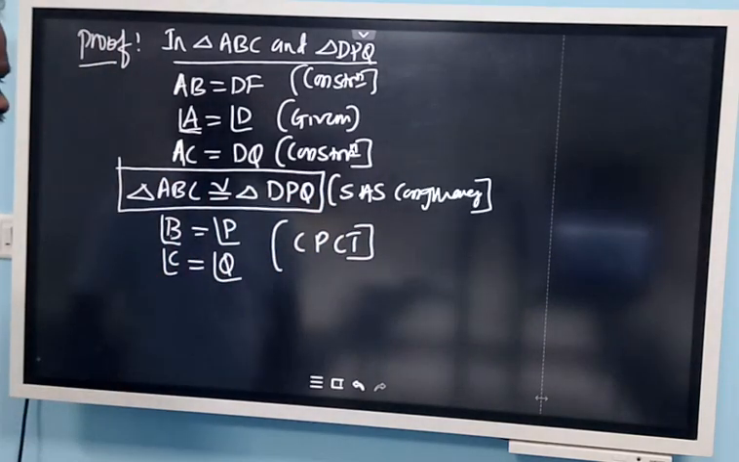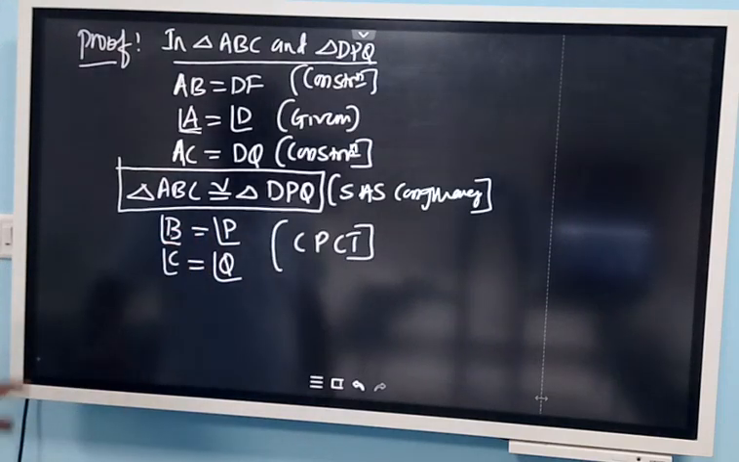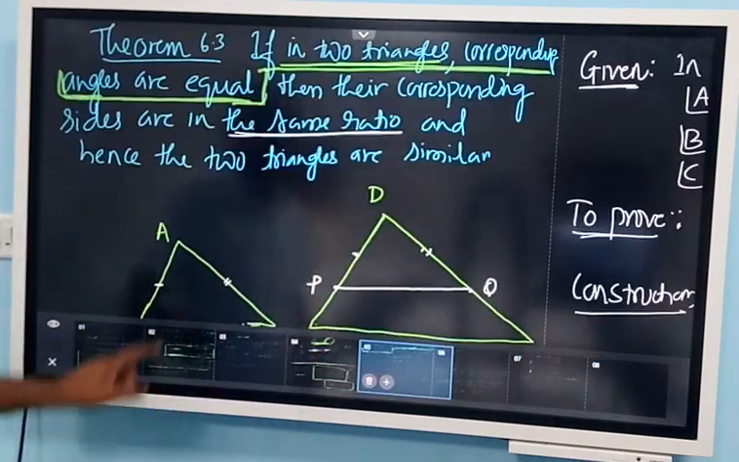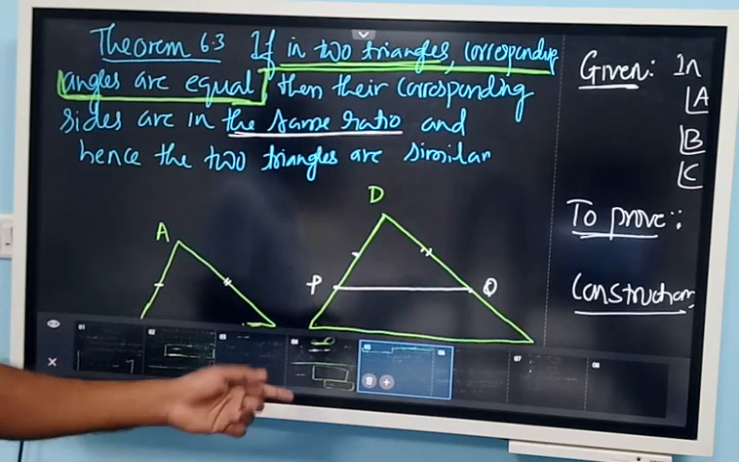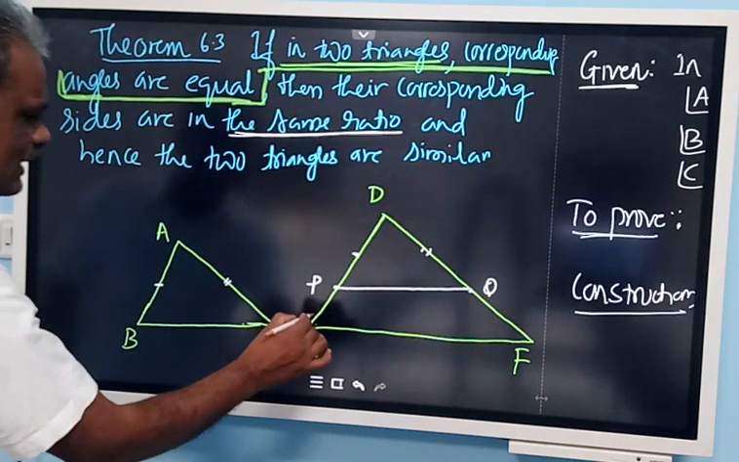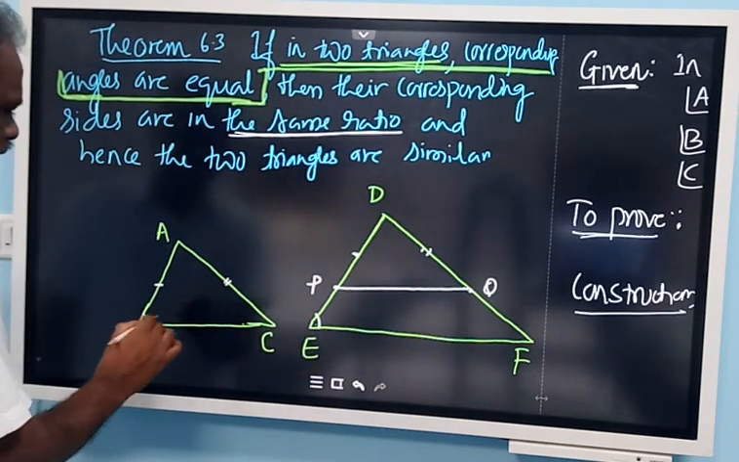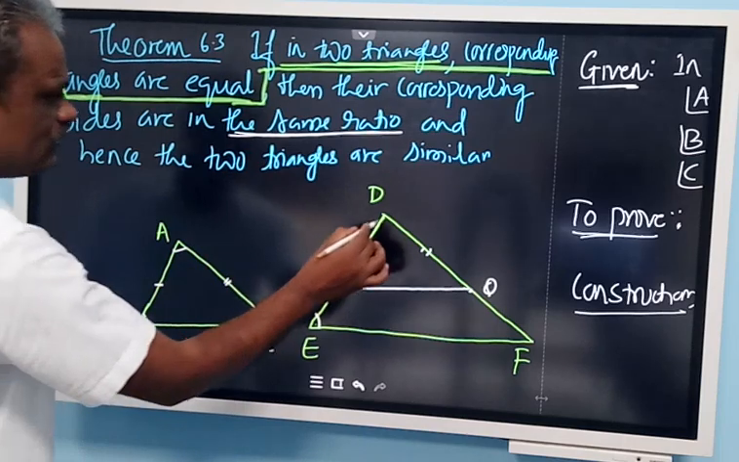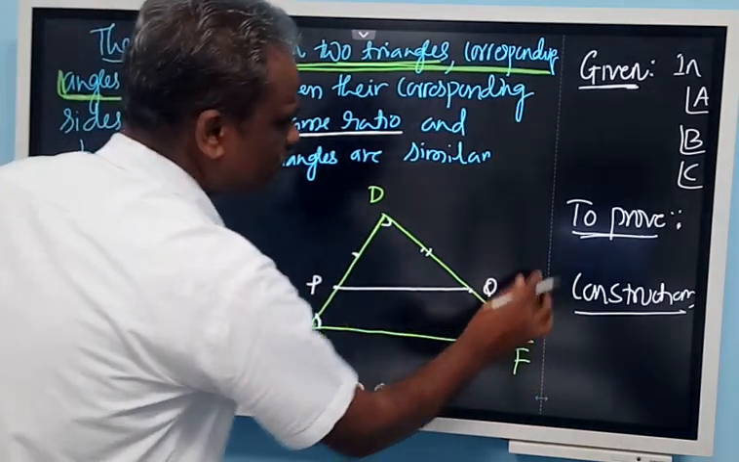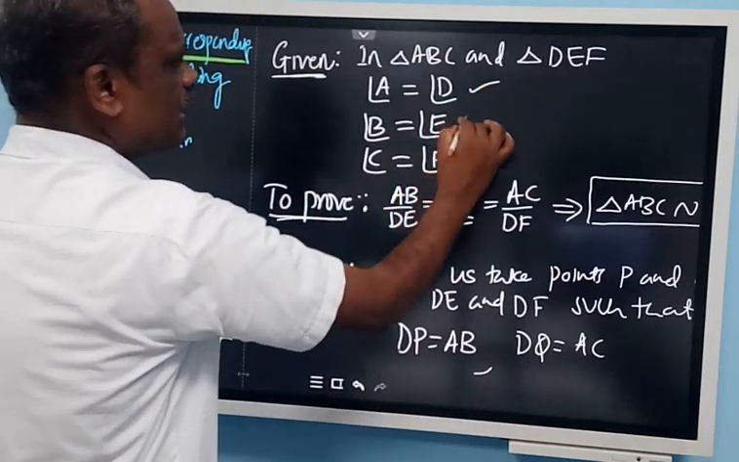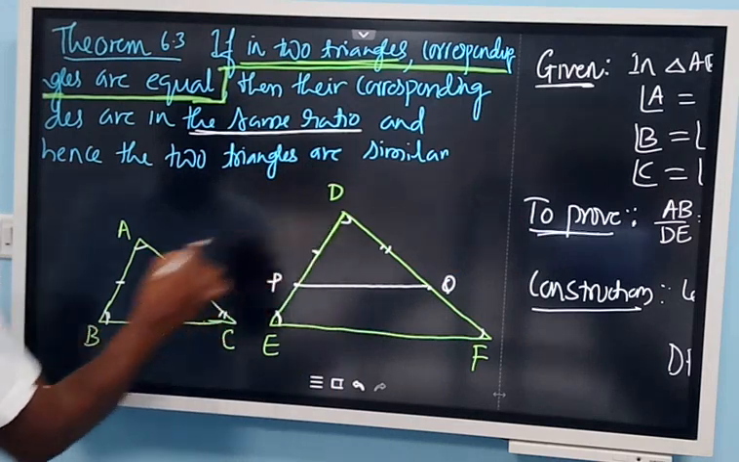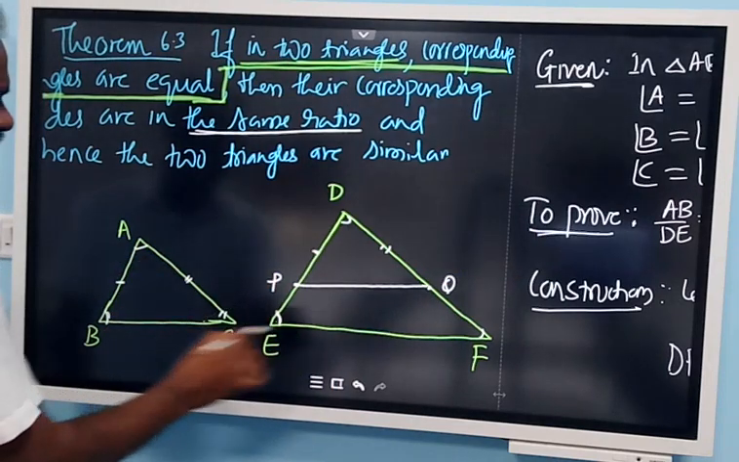But look at this. We have proved that angle B is equal to angle P. But in the diagram, what is it that we have taken? Corresponding angles are equal, so angle B will be equal to angle E. I told in the data, A is equal to D, B is equal to E, C is equal to F. In the data, corresponding angles are equal.